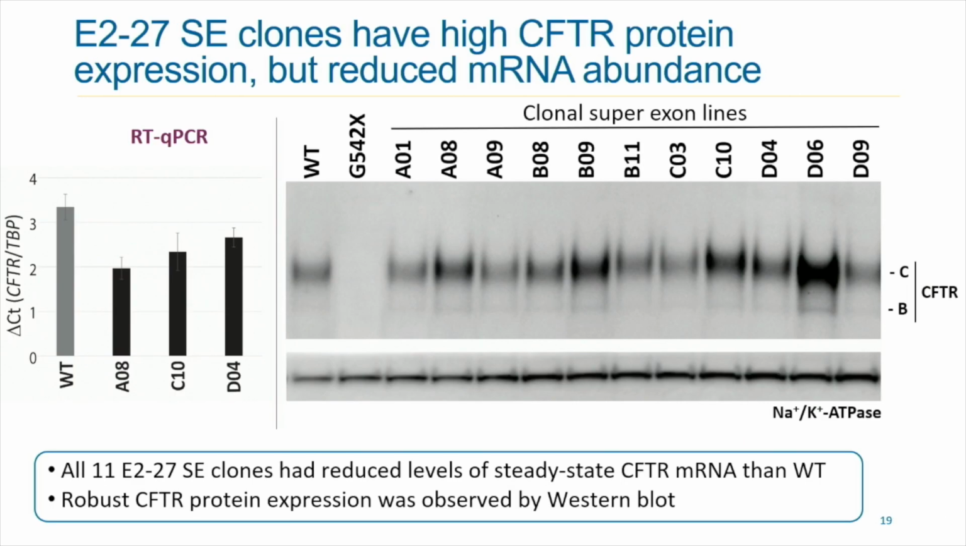So we were able to isolate 11 cell lines that had the superexon inserted. The Western blot data is shown on the right here, and the qPCR for 3 of the 11 is shown on the left. Now, as I hope you'll appreciate from the Western blot, there is really robust functional rescue. In the first lane, we have 16HBE14o- wild type cells, or wild type CFTR. In the second lane, we have G542X, so no CFTR is expected. And then the 11 clones have qualitatively very robust levels of functional rescue.